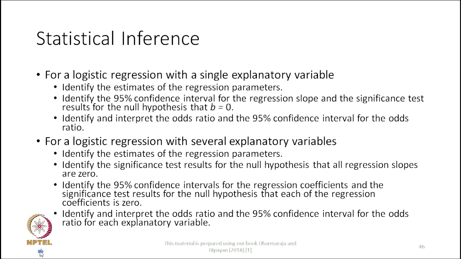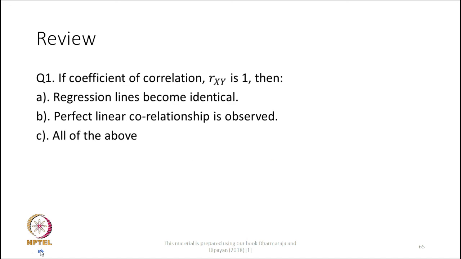Finally, we can identify and interpret the odds ratio and the 95% confidence interval for the odds ratio for each explanatory variable, because we have several explanatory variables. For each variable, one can study the odds ratio. So, now we discuss the review problems on this topic.